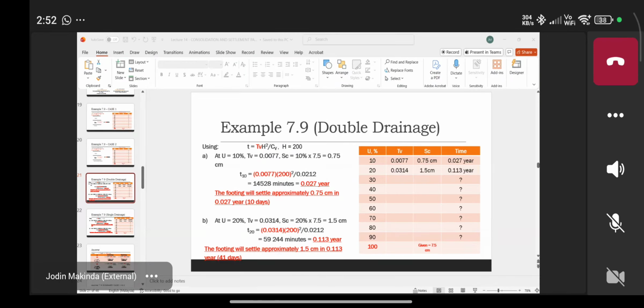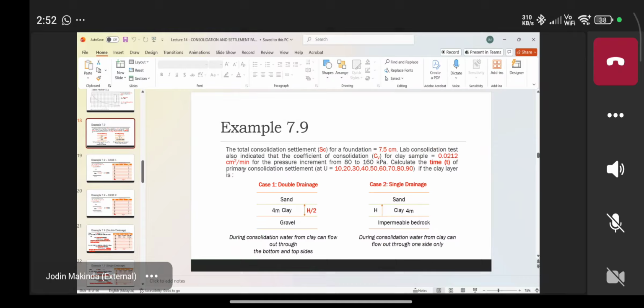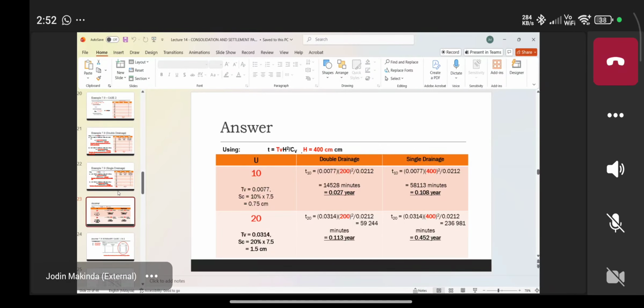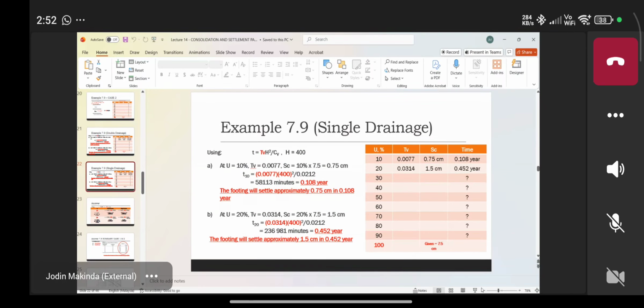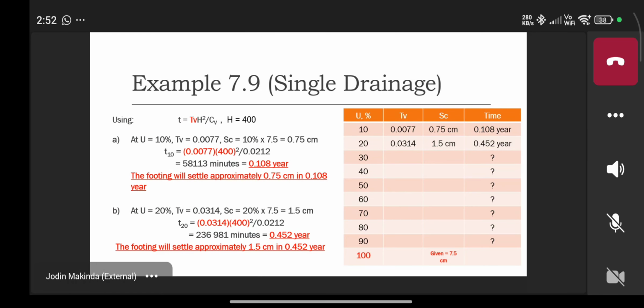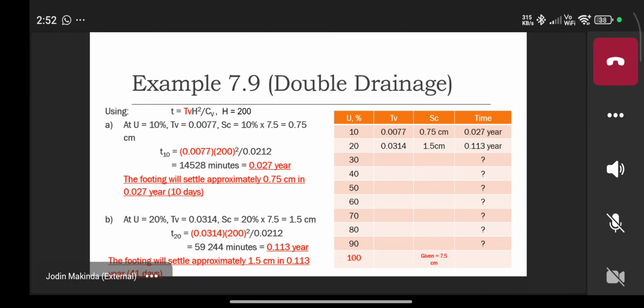Because one way and two way. Okay. One way and two ways. Correct. Because we look into the movement of the water. If it moves one way, we take the H value unchanged. If it moves both ways, we divide it into 2. Okay, correct. So therefore, you have the answer for single drainage and double drainage.